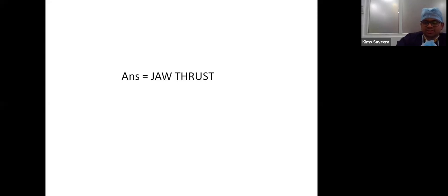The answer is jaw thrust. The simple jaw thrust we can use in suspected cervical spine injury, where just lifting the jaw itself is enough without any mobilization of the C-spine.